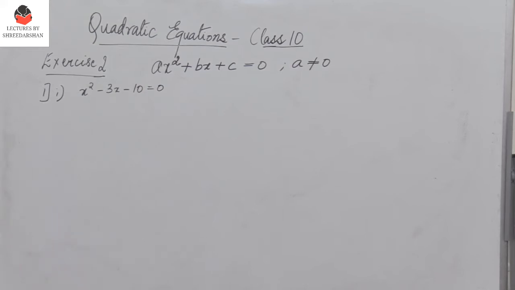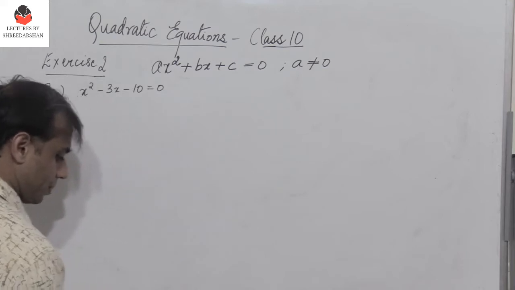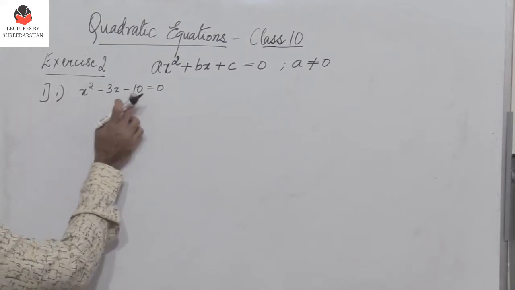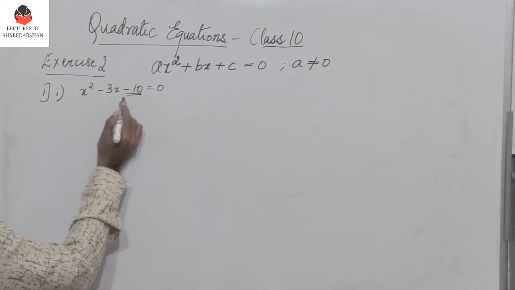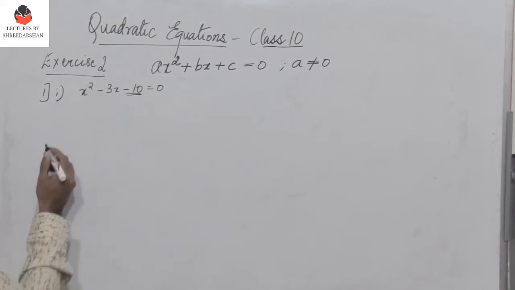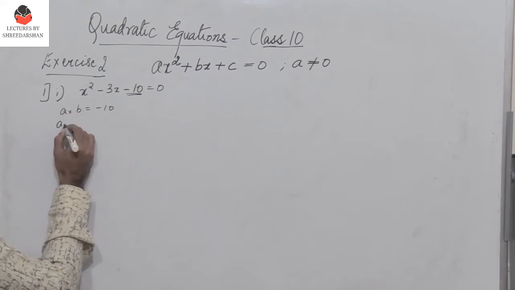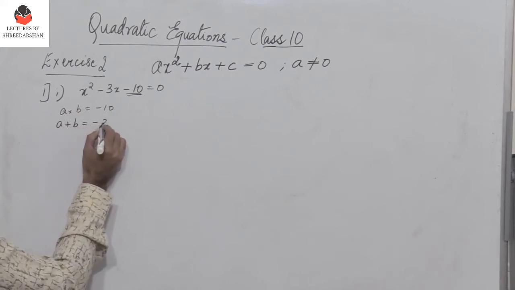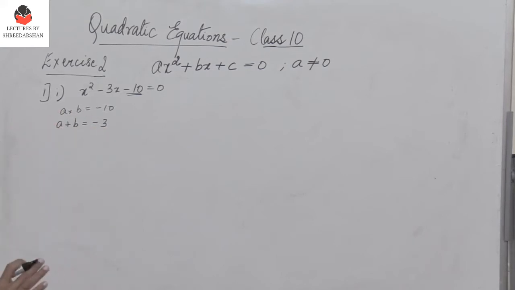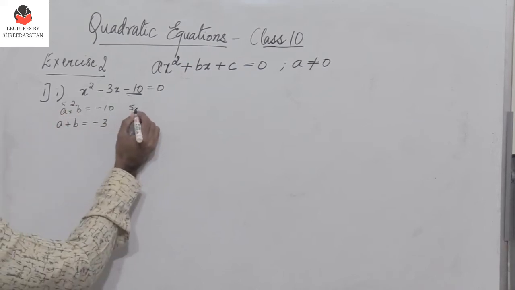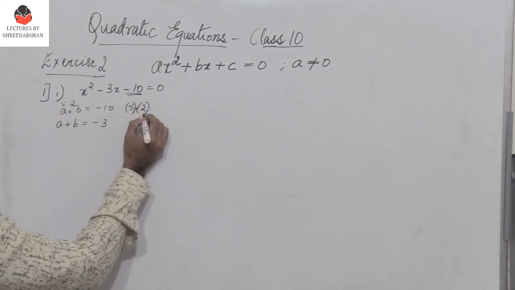Now how do we factorize this? To factorize, I need to find two numbers such that a into b is minus 10 and a plus b is minus 3. So a into b is minus 10 and a plus b equals minus 3. So we know that a into b is minus 10. So one has to be 5 and the other one has to be 2.